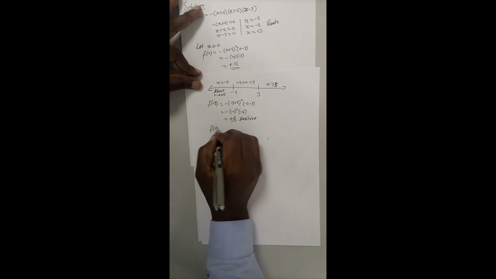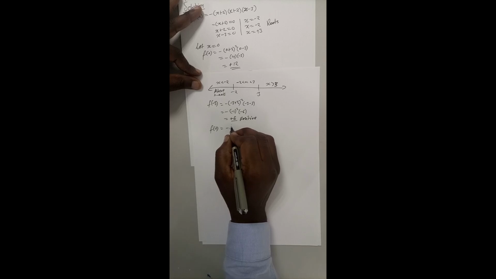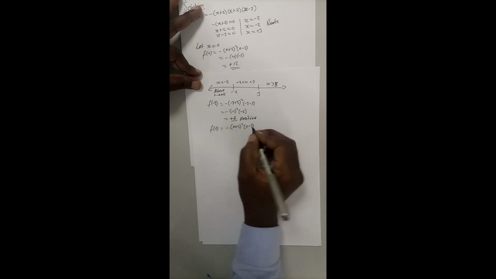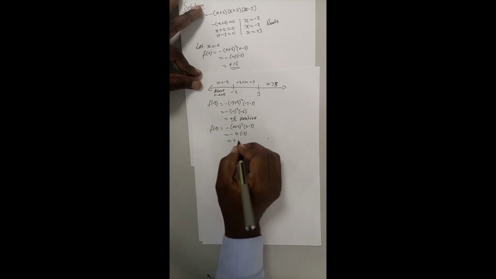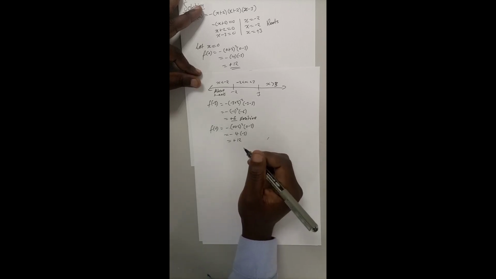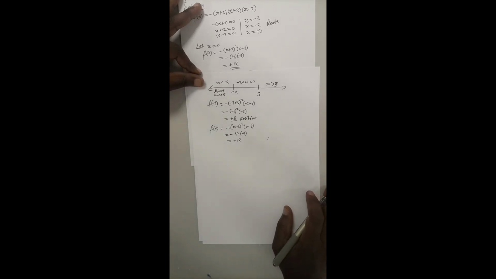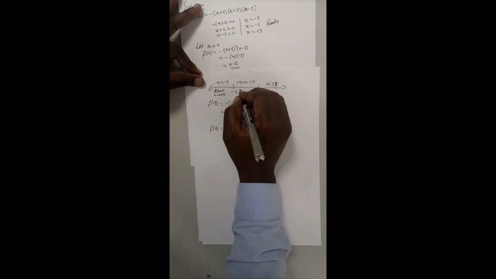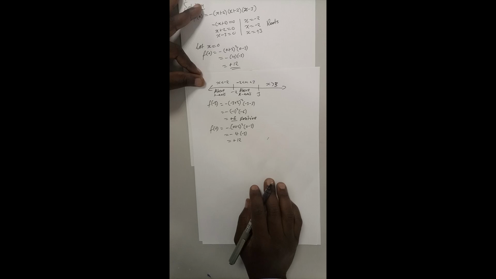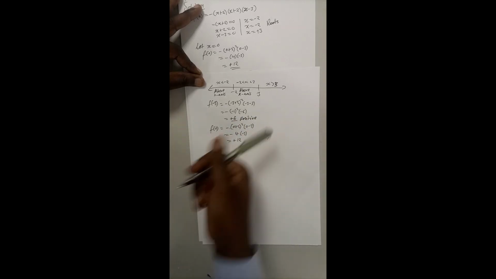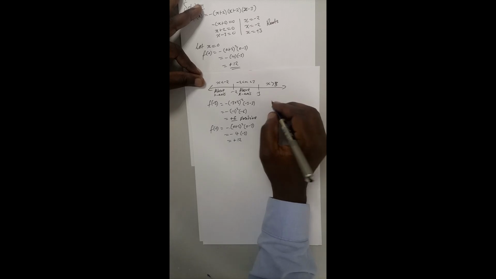Now check for the values between -2 and 3. You can just get 0 for your convenience and put 0 there. 0 plus 2 squared, 0 minus 3. You're going to have positive 12. So it is positive, so it continues to be above the x-axis. Now for the values greater than 3, you can just pick 4.